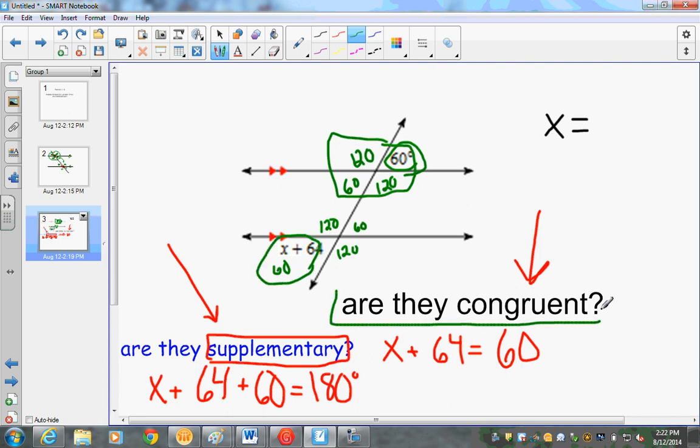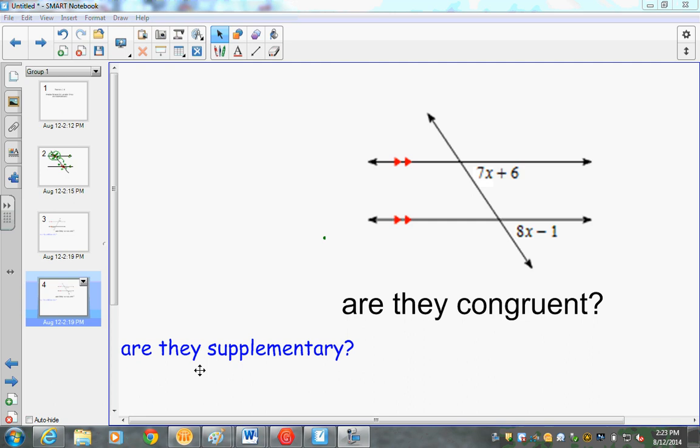So the answer is, are they congruent? The answer is yes. So that means that I will use this way to answer them. Okay, let's try another one.